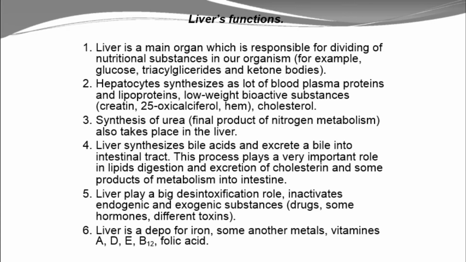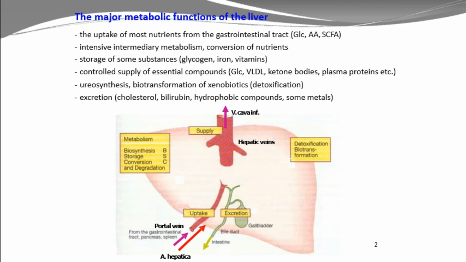Mainly you'll see that the liver plays roles in the uptake of nutrients from the intestine via the portal vein. What nutrients? Basically glucose, fatty acids, and amino acids. These are all absorbed from the GI tract via the portal vein. After uptake, the liver plays roles in converting these nutrients into intermediate products. The liver also plays roles in storage. For example, it can store glycogen, iron and vitamins.